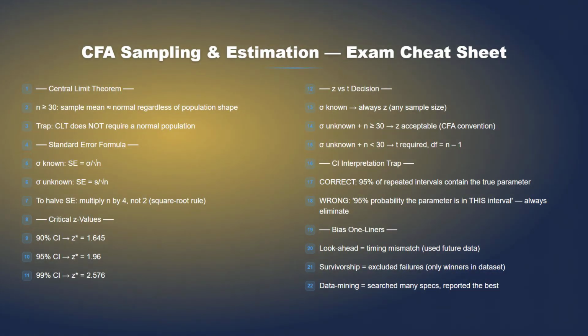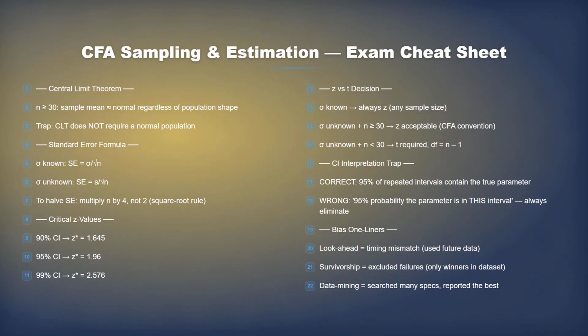The z versus t rule. Sigma known, always use z. Sigma unknown and n less than 30, use t with degrees of freedom n minus 1. Confidence interval interpretation: the 95% refers to the procedure, not this specific interval. Eliminate any answer saying probability the parameter is in here. Width of CI: larger n narrows it, higher confidence widens it. Three bias one-liners: look-ahead equals timing, survivorship equals excluded failures, data mining equals searched many specs.